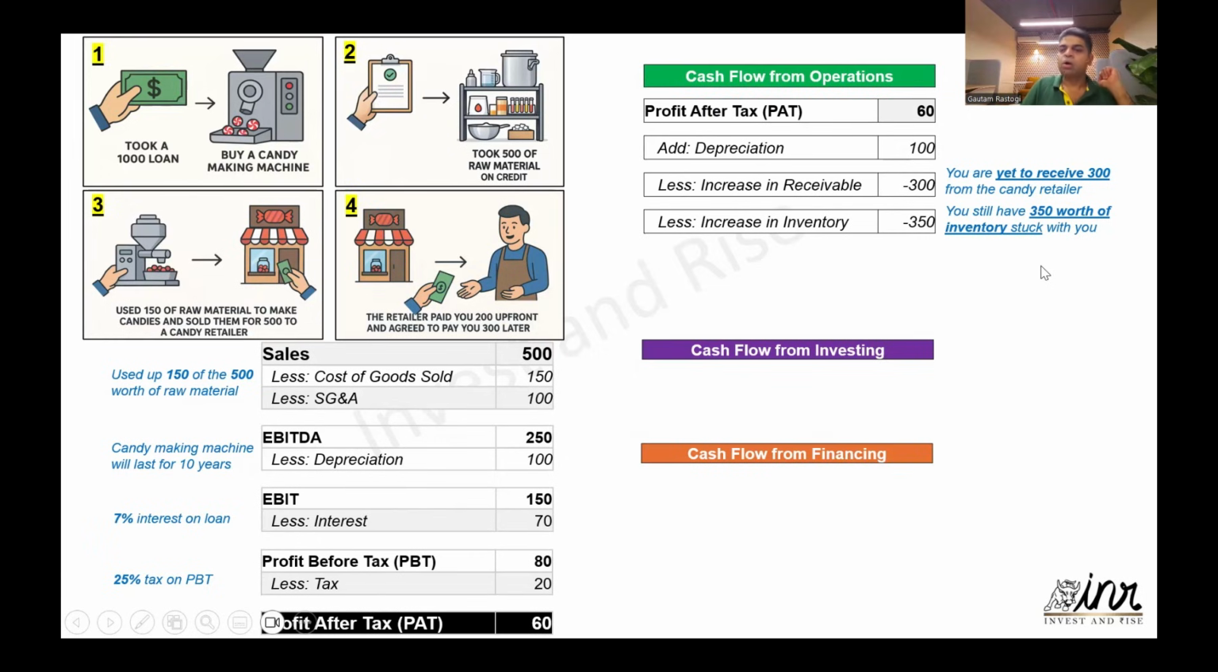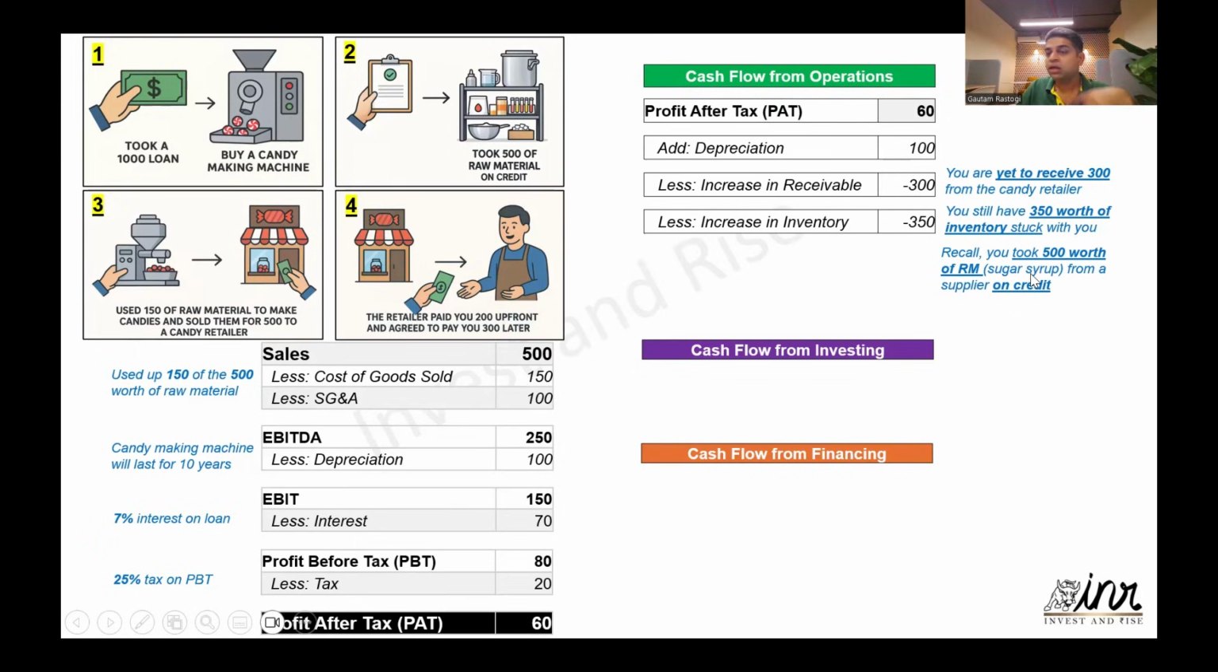Now also recall you took 500 worth of raw material, sugar syrup, etc., from your supplier friend, and you took that 500 worth of raw material on credit.